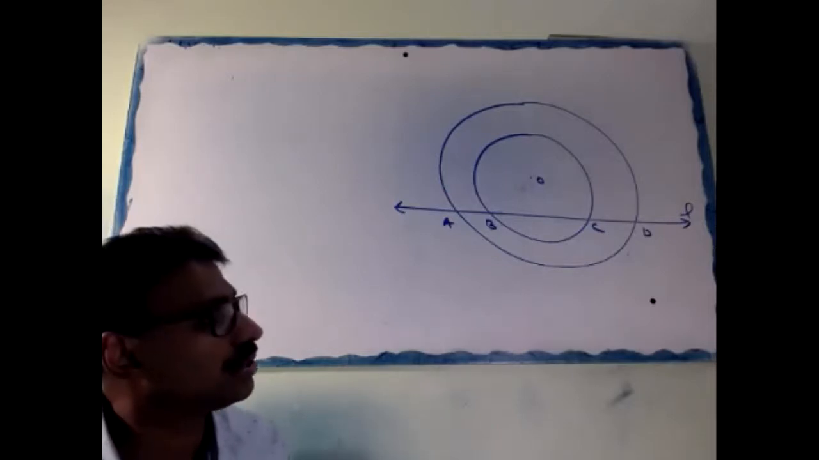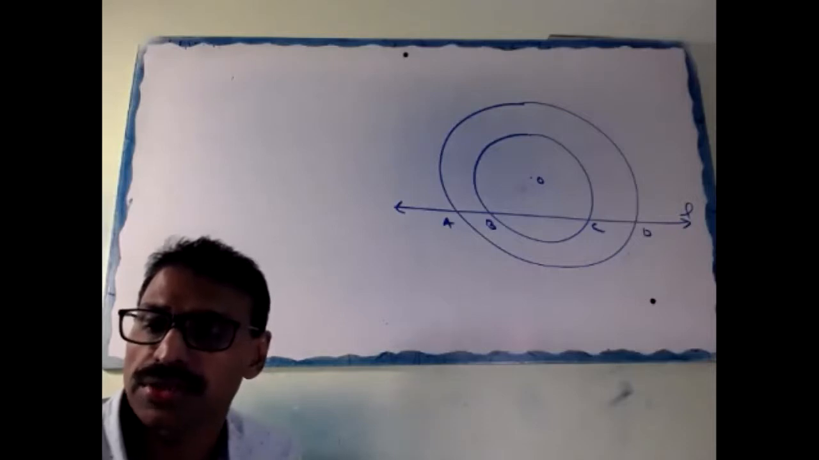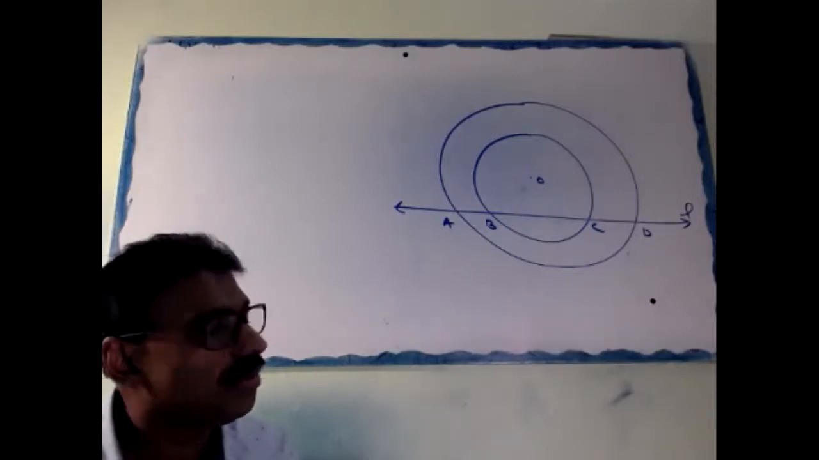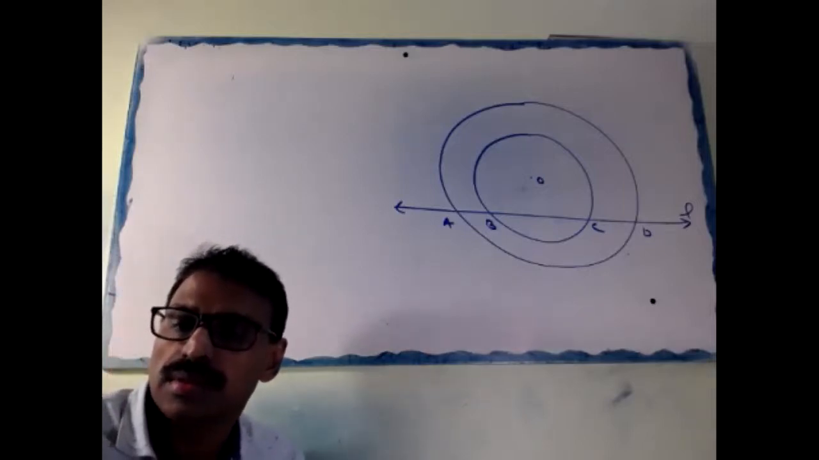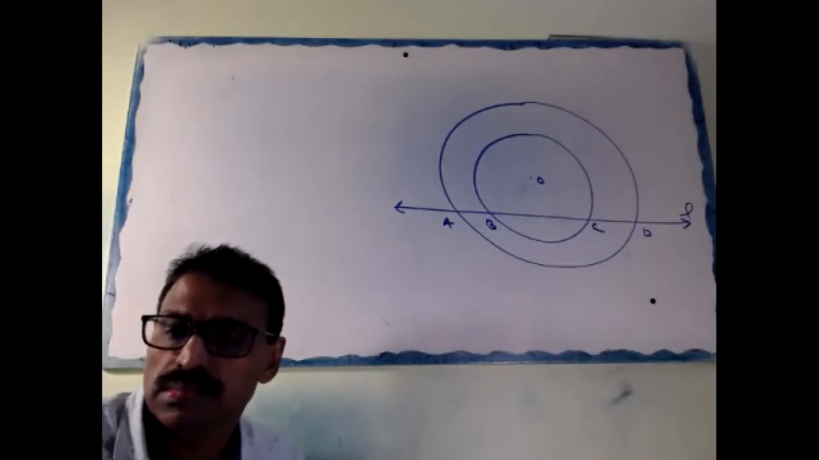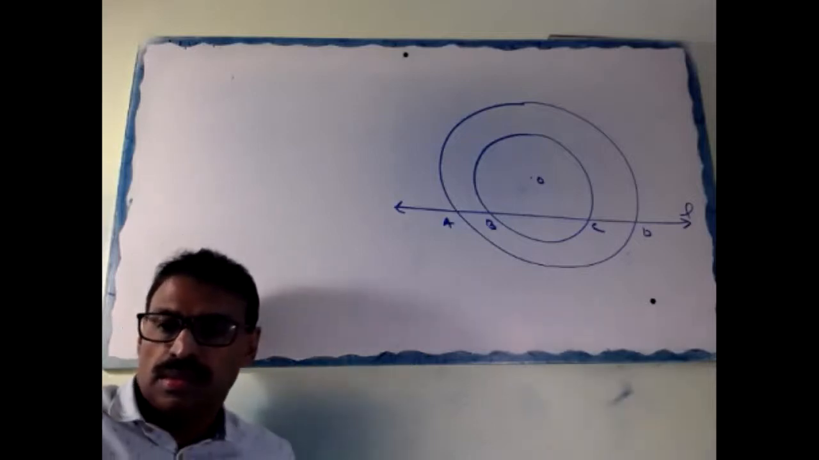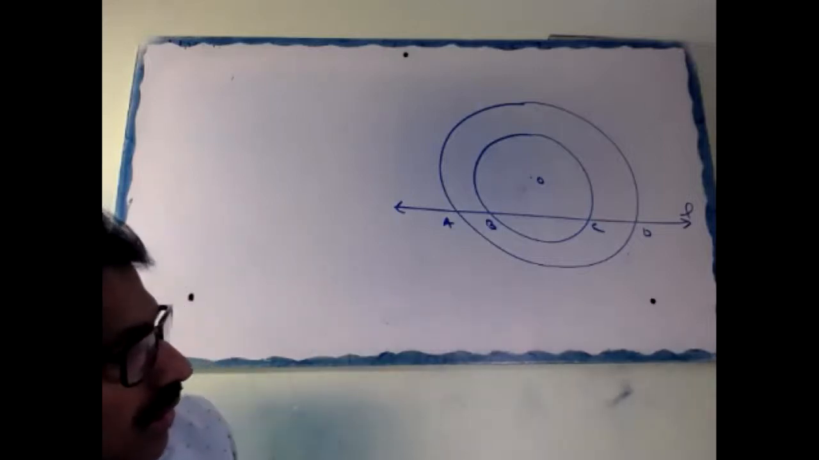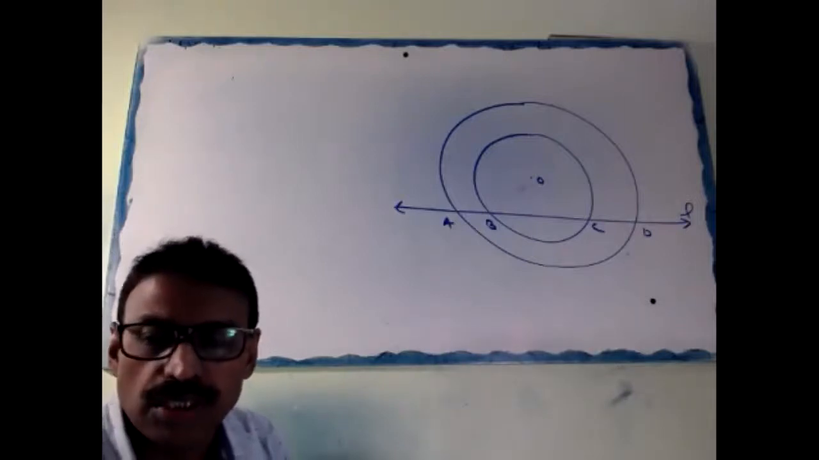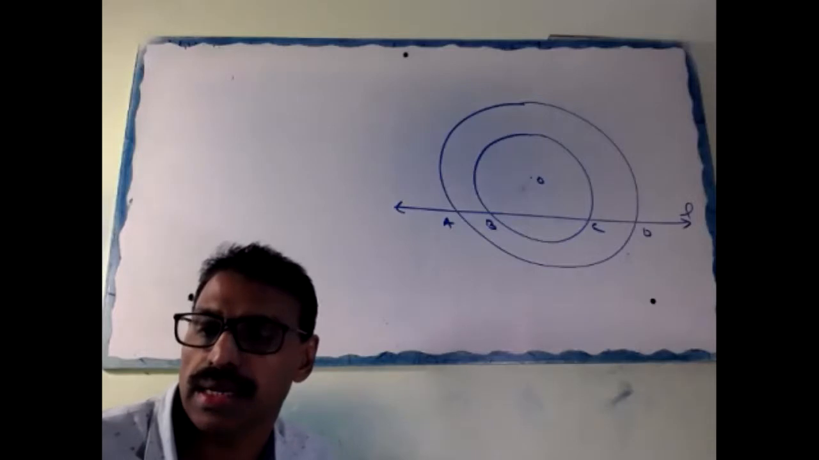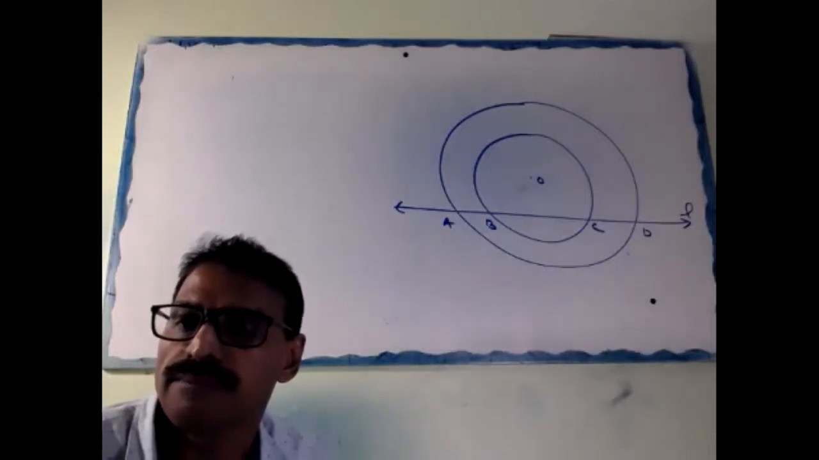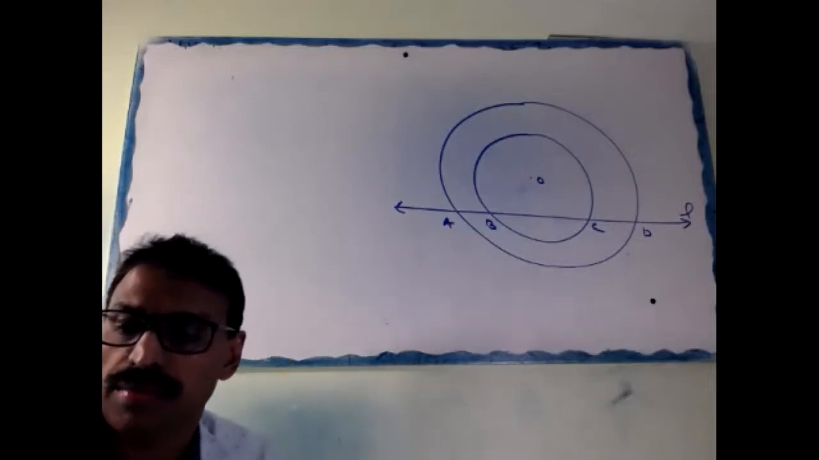No, wait, I'll explain this one. We have to show that AB equals CD. Just wait. Hey, Yash, can you hear me? Okay, look here. Question understood, no? Listen: O is the center, a line L intersects the concentric circles at A, B, C, D. Show that AB equals CD. Where is Aditya Srivastava? Hello. Okay, are you getting this one? It's a good question.